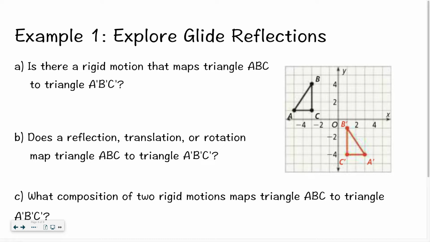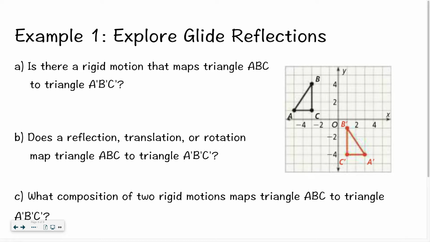So then let's look at letter B. That's essentially what I just asked. Sorry. Let's move to letter C. What composition of two rigid motions maps triangle ABC to triangle A prime, B prime, C prime?